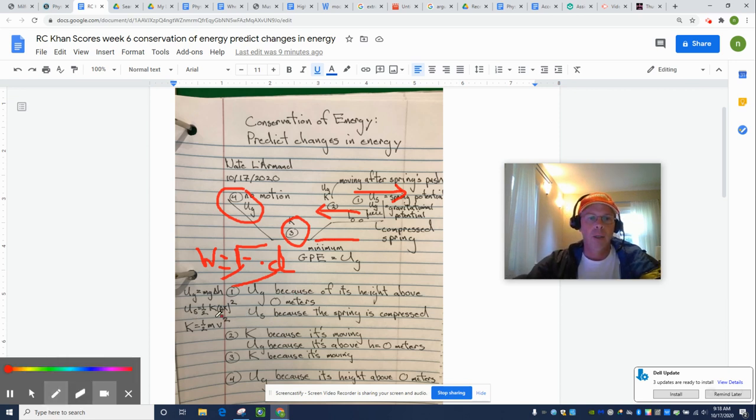And finally, here's kinetic energy, 1/2 mv squared. And we don't do any fancy math. I just want to know at each one of these four positions, is there kinetic? Is there gravitational potential? Is there spring potential?